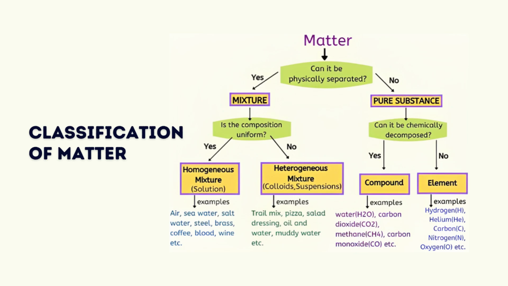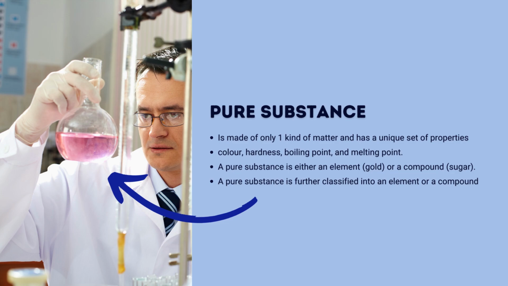Now, if we jump back up to the pure substance route, our next question in regards to classification asks whether the pure substance can be chemically decomposed or not. If it can be decomposed, then it is classified as a compound. If it cannot, then it is classified as an element. A pure substance is a material that is made up of only one type of matter and has a distinct set of properties.